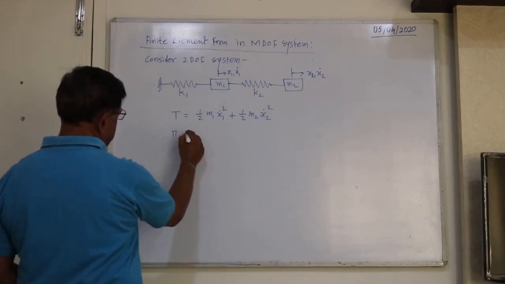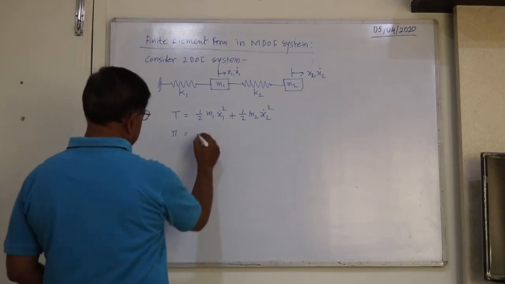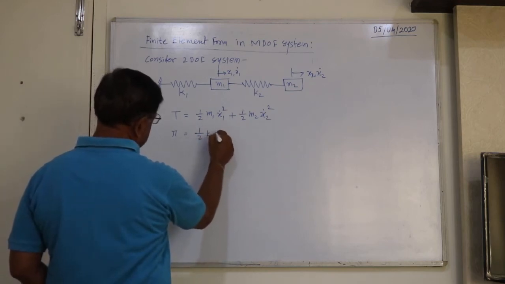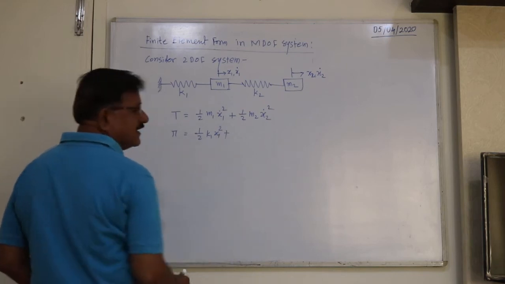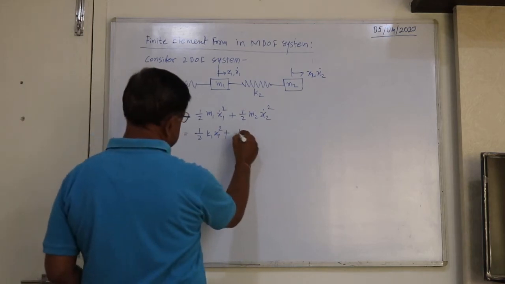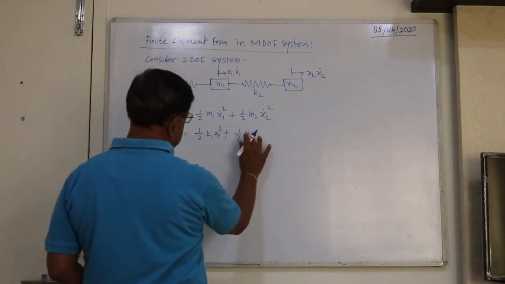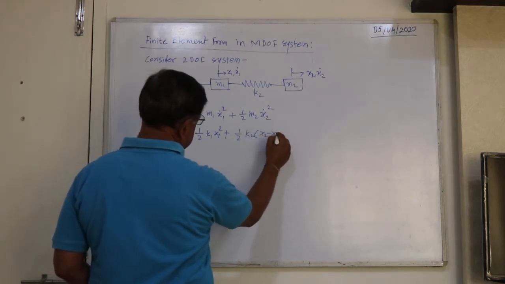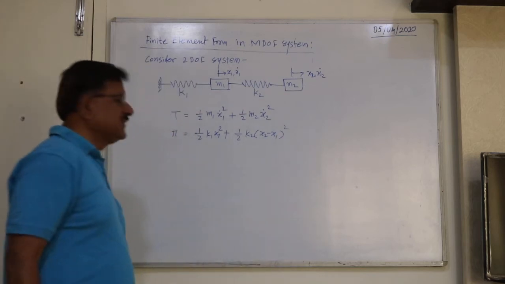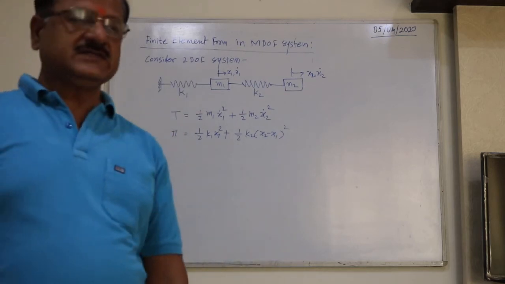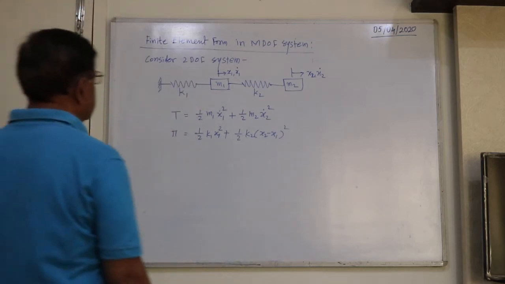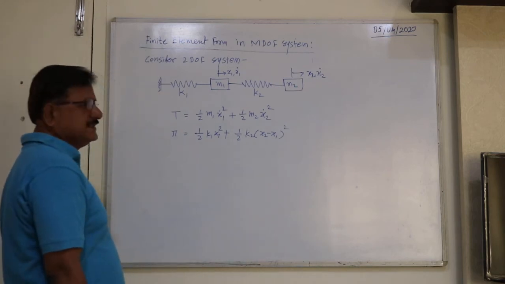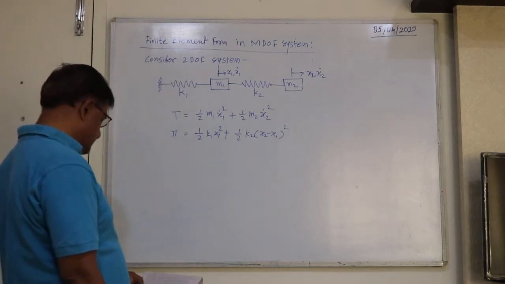Similarly, the potential energy is given by 1/2 k1 x1 square. Now the net displacement is considered, 1/2 k2 times (x2 minus x1) square. So we have now calculated the kinetic and potential energy due to the masses.